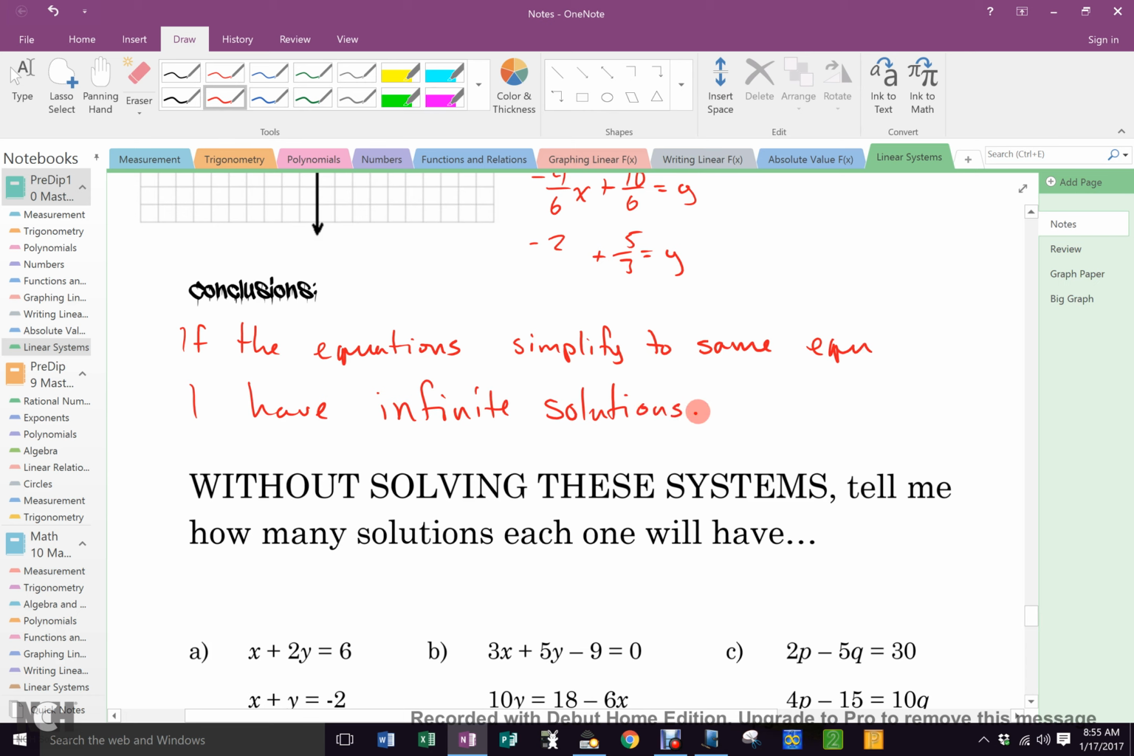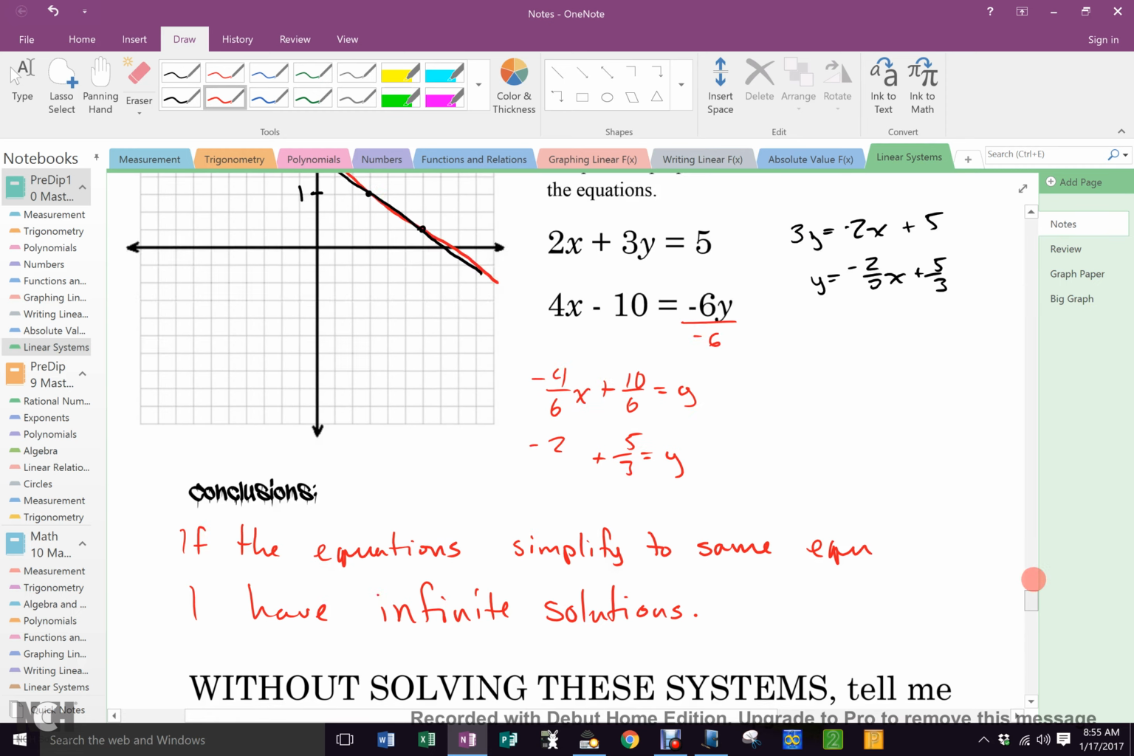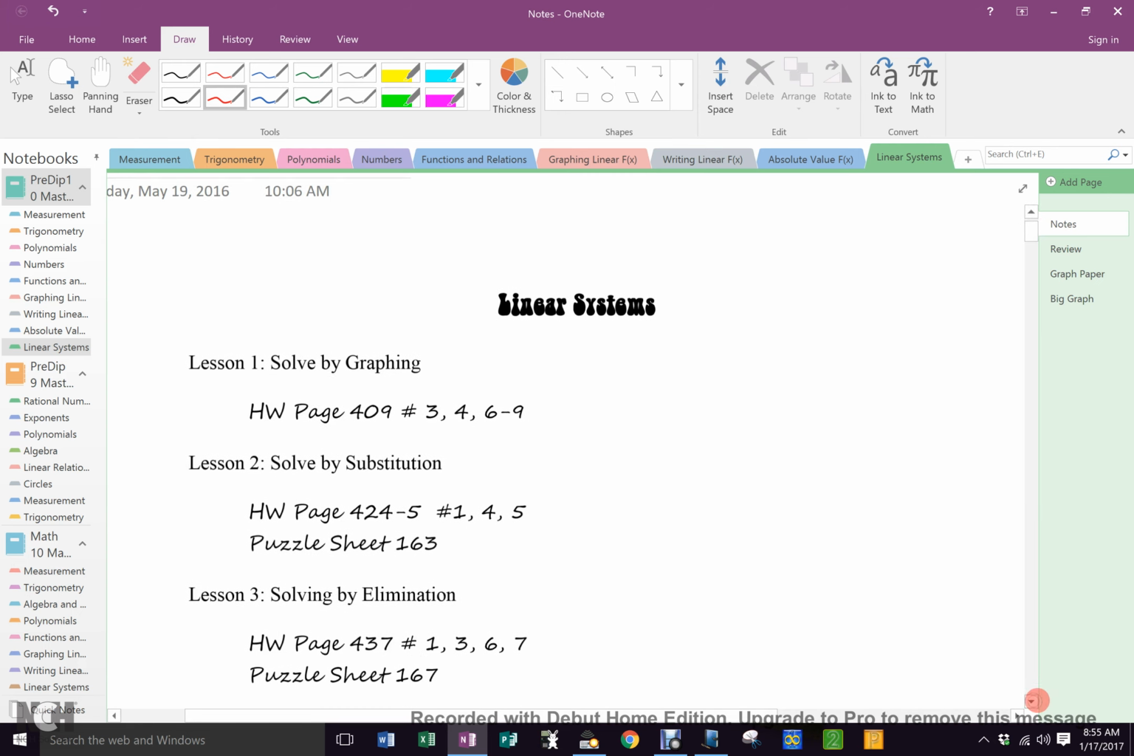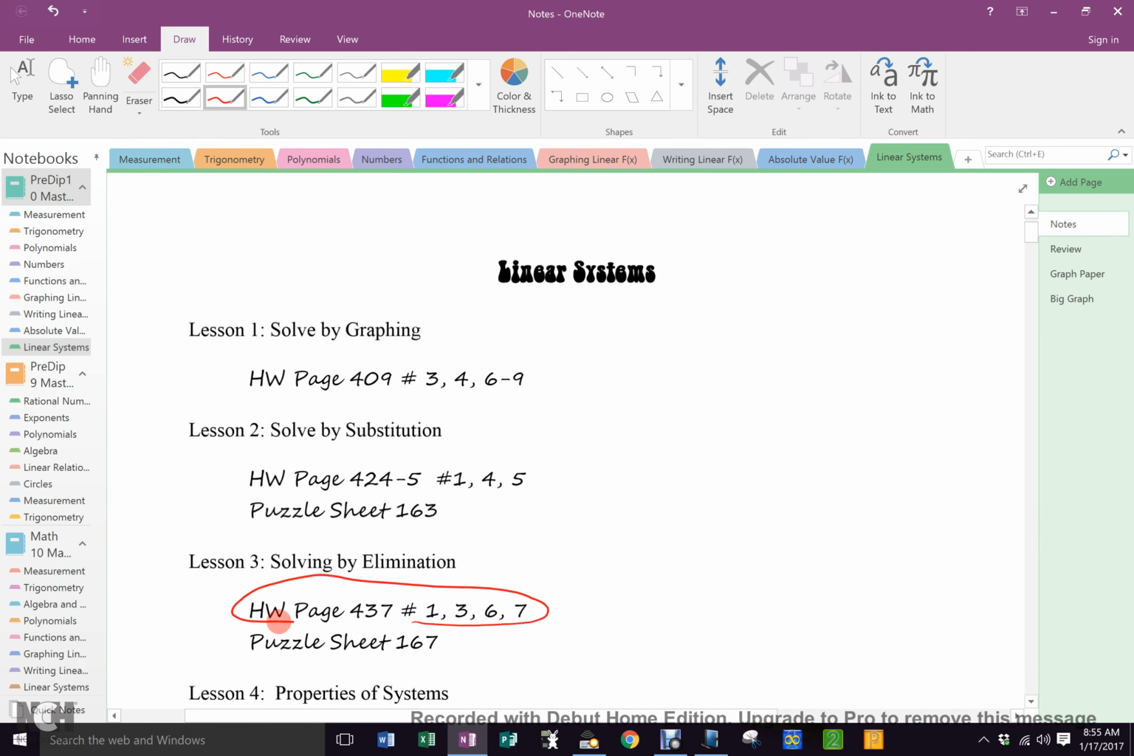Infinite solutions. Okay? Your job is to do these questions that I've just asked you to do. Don't graph them. Don't do elimination. Don't do substitution. Tell me not the solution. Tell me if there's one, none, or infinite. And practice some elimination questions, which are these. Page 437, 1367.